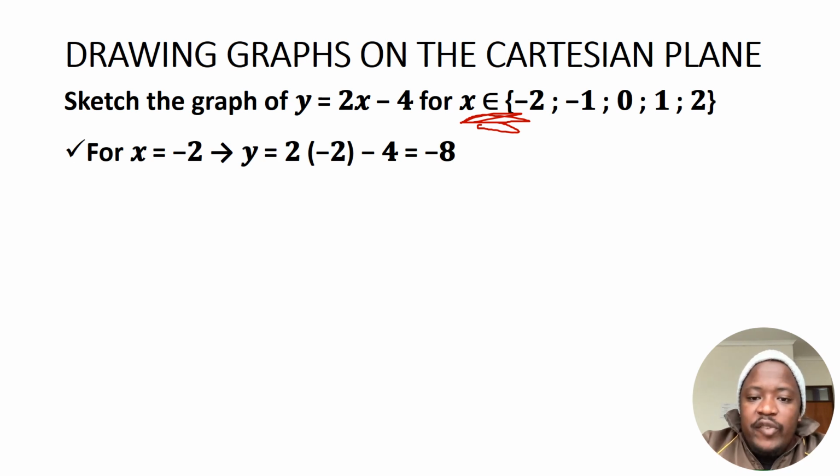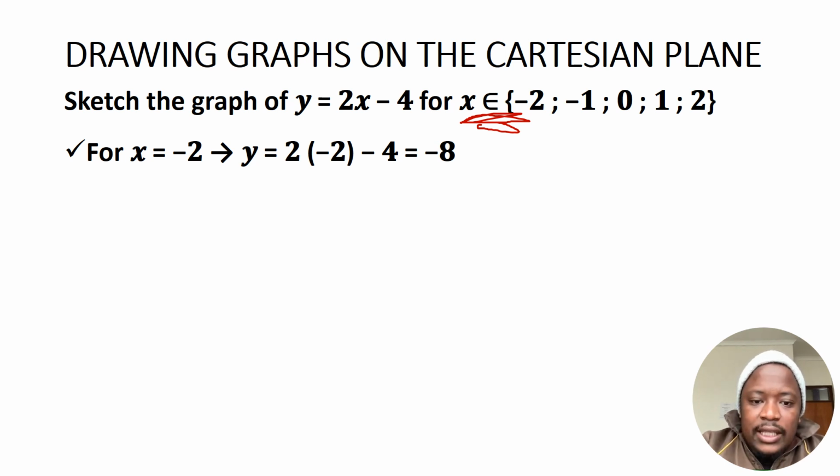Then we start with the first value. We are saying for x is equals to negative 2. That means where we see x, we are going to substitute with negative 2. Therefore, we are saying 2 multiplied by negative 2 minus 4 will give us negative 8.